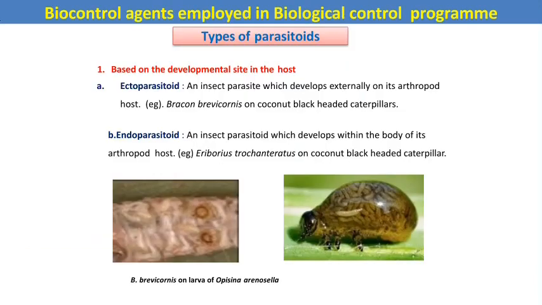The parasitoids may be classified into different categories. First one is based on the development of the sites: ectoparasitoids and endoparasitoids. Insects which develop externally on their arthropod host are the ectoparasitoids. An example is Bracon species, which is on the coconut black-headed caterpillar. Then endoparasitoids are insect parasitoids which develop within the body of their arthropod host. An example is Elasmus species.